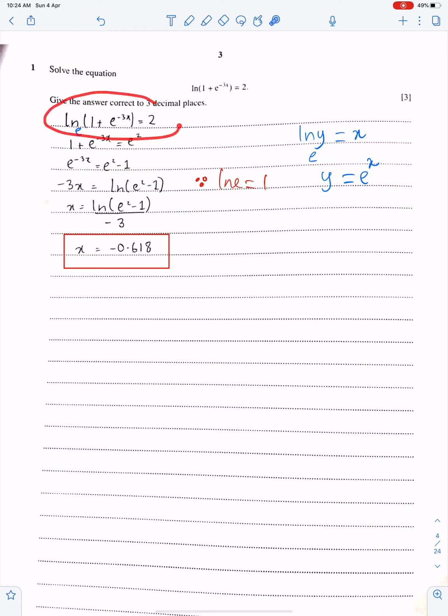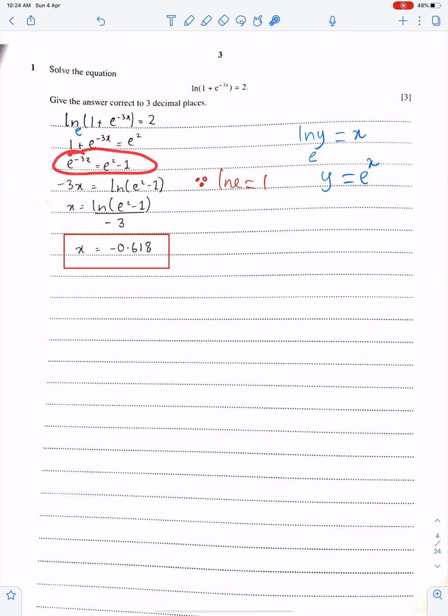Same is here. When you remove ln from this equation, you will need to write 1 plus e minus 3x. Copy this thing here and write on the right hand side e to the power 2, according to this rule. This is the index form. This 2 will become the power of this base e. Now separate e power minus 3x because we are working for x.